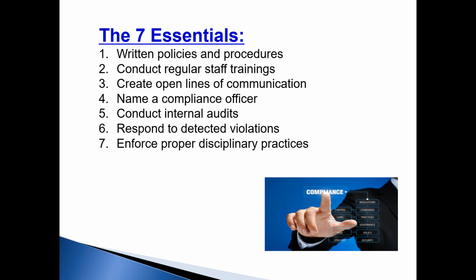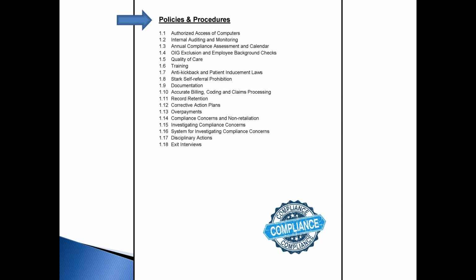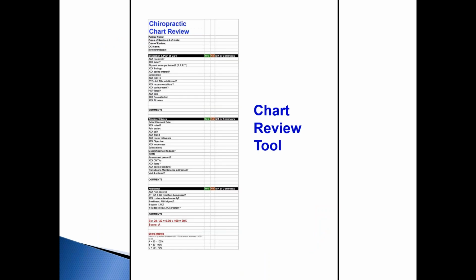So a compliance plan is based on these seven essentials. You may have seen these in the past. And you're supposed to have policies and procedures. This is our list of policies and procedures. If you want to get a Medicare compliance manual from us, let us know. It's pretty simple. It's effective. It doesn't take long to implement. It's about 40 pages. It's not overwhelming.